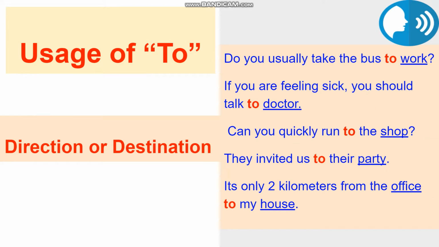So if you're talking about distances, you should also use to, since distance is the length or the time from one place to another, to a destination. For example, it's only 2 kilometers from my office to my house. So that's how you use it.